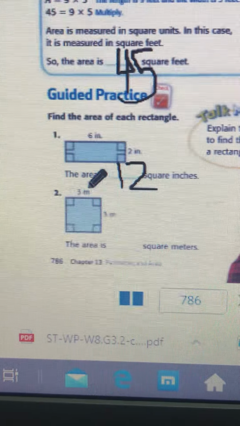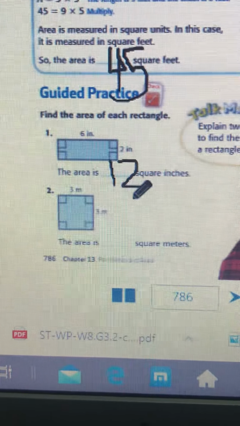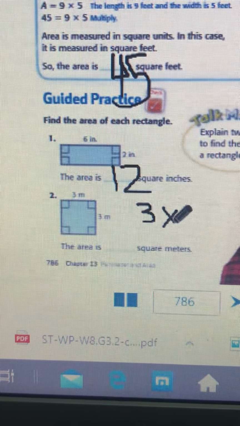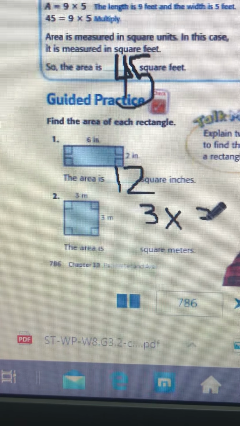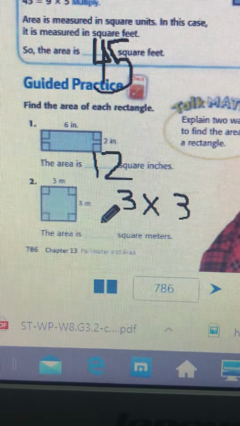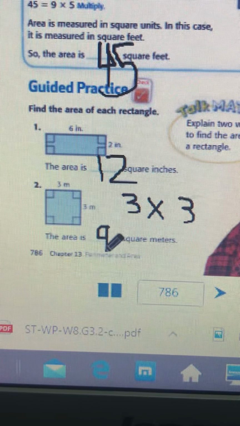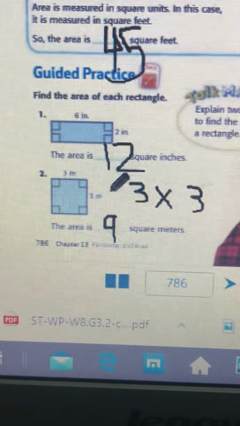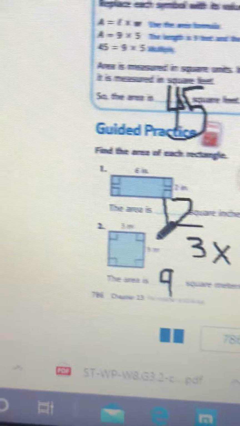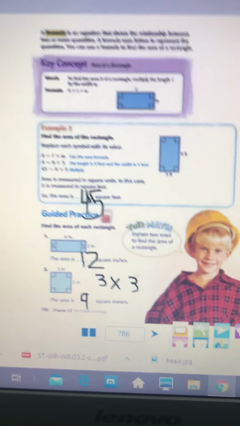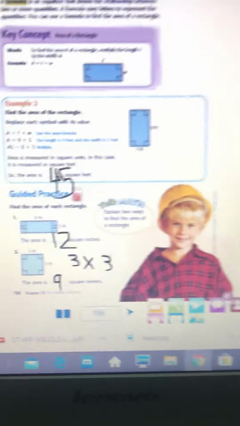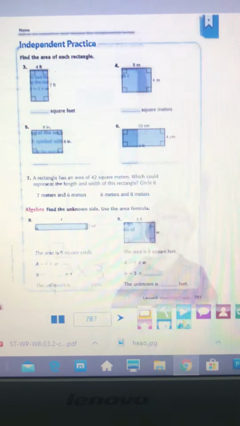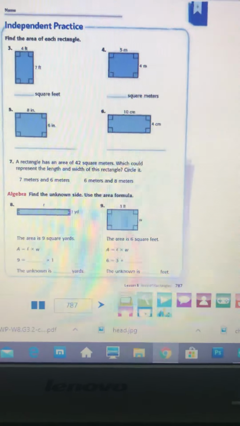Again, same step. Multiply 3 times 3. What's 3 times 3? 9. Correct. Very good. 9 square. You will write square meters because that's M. Alright, I hope this lesson is very clear because I know that you are all smart and I know you will get it right away. So we will not have a hard time with this one. Let's go to the independent practice.